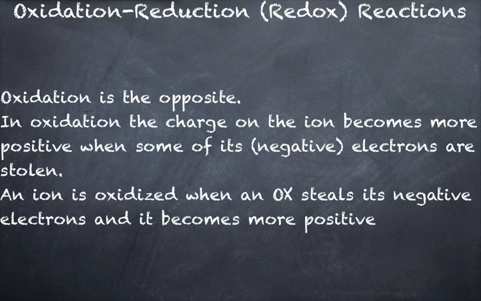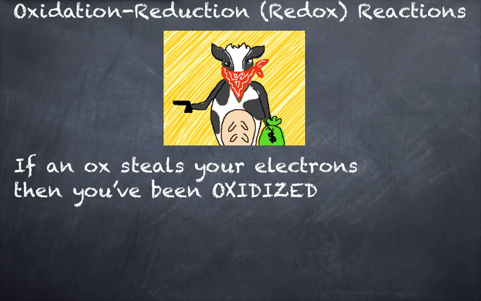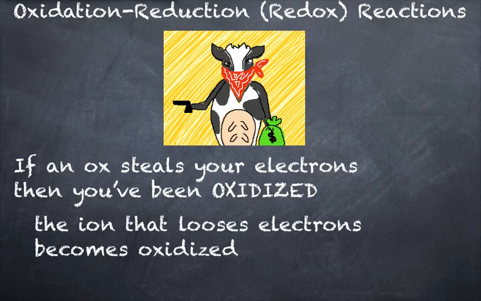The opposite of reduction is oxidation. So if gaining more electrons makes you more negative or it makes you reduced, then oxidation is where you're losing electrons and you become less negative. So you become more positive. Okay, so when an ox steals your electrons, then you become more positive because you don't have as many negatives. So you've been oxidized by an ox. I couldn't find a picture of an ox, so there's a cow. The ion that loses the electron is called oxidized.